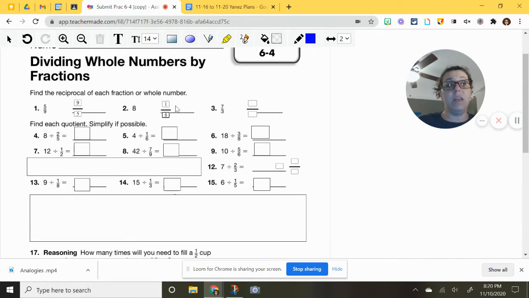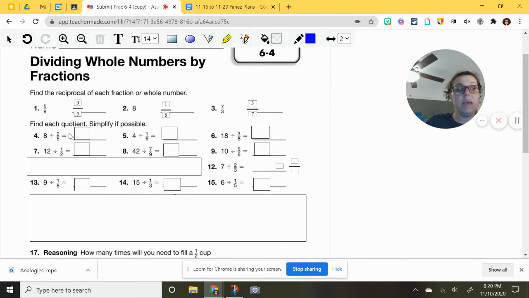This is something that you really need to focus on. Putting a whole number over 1 and knowing that when you flip it, it becomes a fraction. That is extremely important for division. For this one, this is a normal flip, like that. Okay, so find each quotient. Quotient means an answer to a division problem.